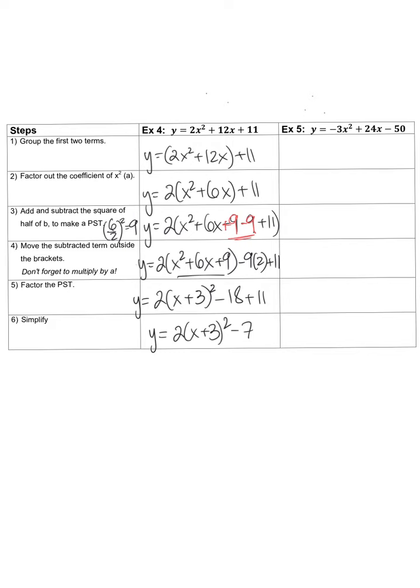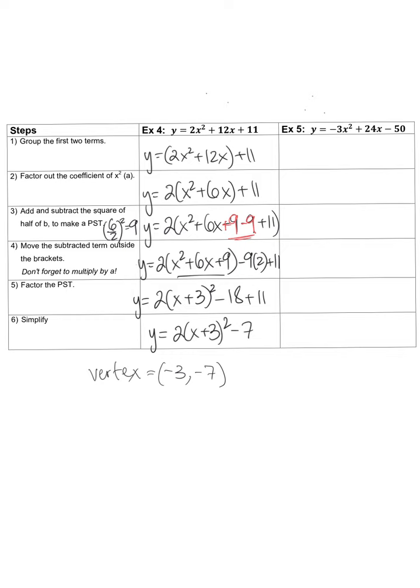Now here our vertex is going to be -3, -7. And remember that because you have an a value of 2, that just means there's also a vertical stretch of 2. Okay, let's try the next one together.